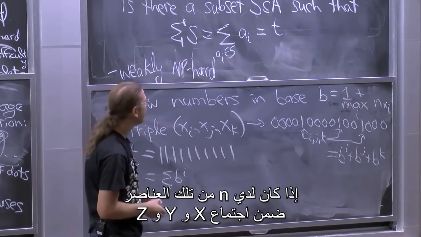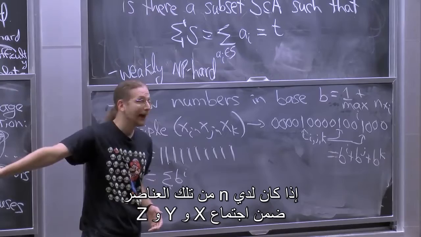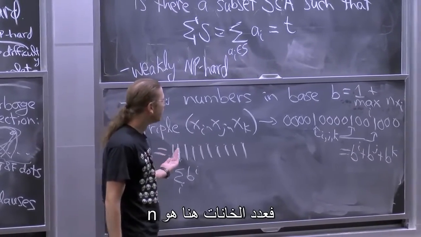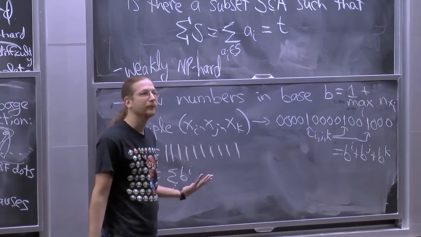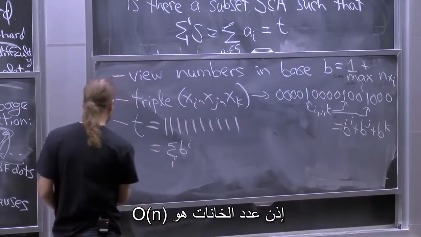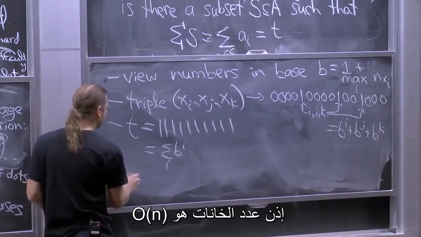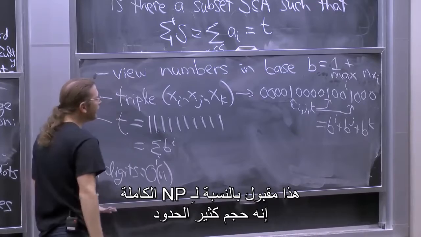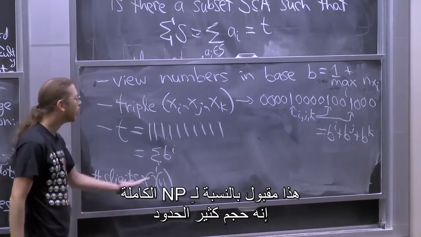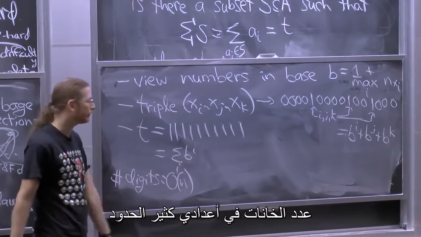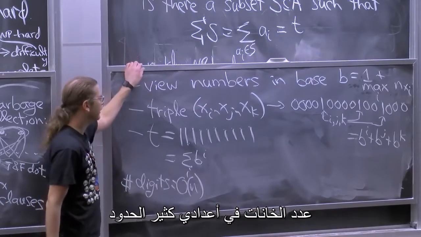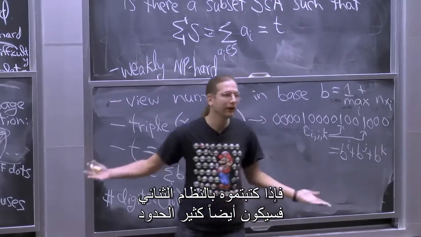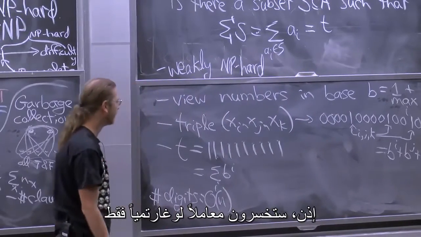If I have n of those elements in x union y union z, the number of digits here is order n. This is fine from an NP-completeness standpoint. This is polynomial size. The number of digits in my numbers is polynomial, and this base is also pretty small. So if you wrote it out in binary, it would also be polynomial, just losing a log factor.